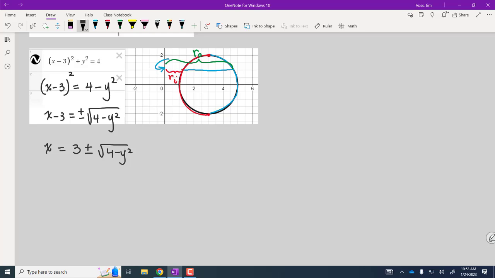Now let's make sure we understand which is which. What is the x value for the left semicircle? x equals the plus or the minus? The minus is going to take us to the left. And what is the x value for the right? It's going to be the one with the positive. So that's going to be x equals 3 plus the square root of 4 minus y squared.